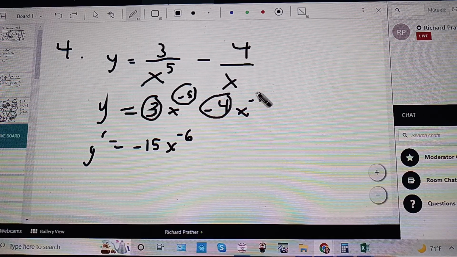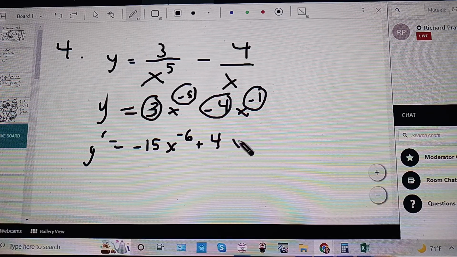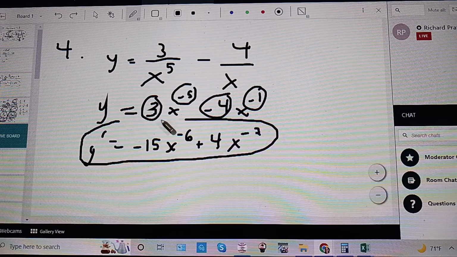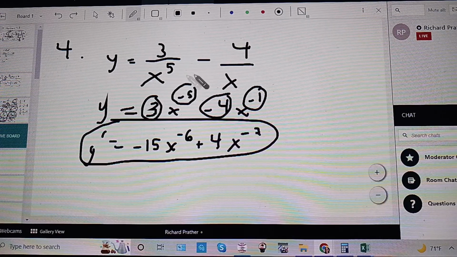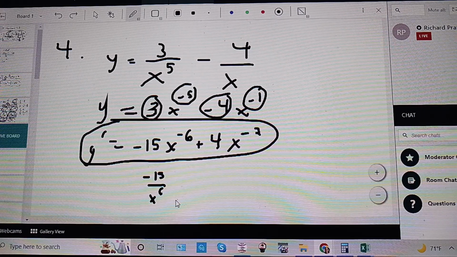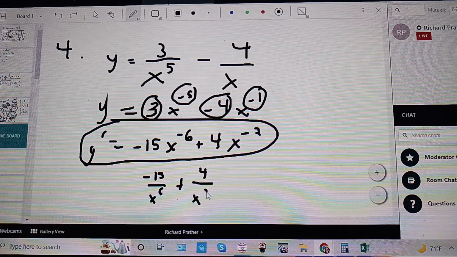Negative 4 times negative 1 is positive 4. Decrease this by 1. Negative 1 minus 1 is negative 2. So this is fine for the answer. Or you can make it look like it did originally if you like that better, and put the x to the 6 in the bottom, and that turns it into a positive. And then same thing, 4, you could put this over x squared if you wanted to.